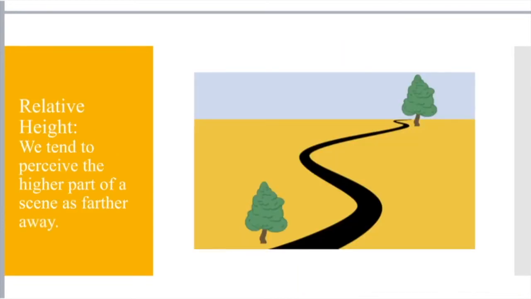The next monocular cue that we're going to look at is relative height. We tend to perceive the higher part of the scene as farther away. So looking at this, this tree is higher on this image than this tree. Because it is higher on the horizon in our visual field, that means it's going to be further away. So, relative height.